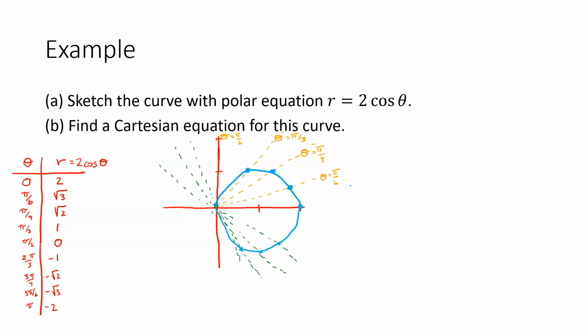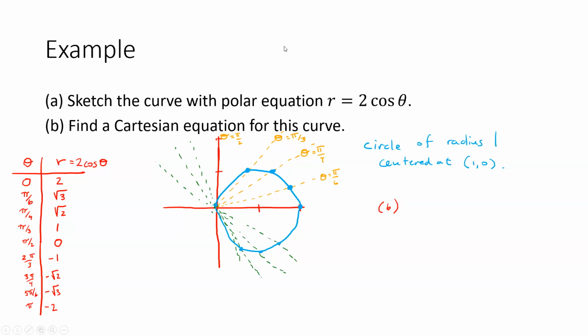So it looks to me like here we have a circle of radius 1 centered at the point 1, 0. And notice the complete graph was traced out as we went from the angle 0 to the angle pi. What would the Cartesian equation of this curve look like? So for part B here, let's do just a little bit of algebra to get this equation into its Cartesian form.